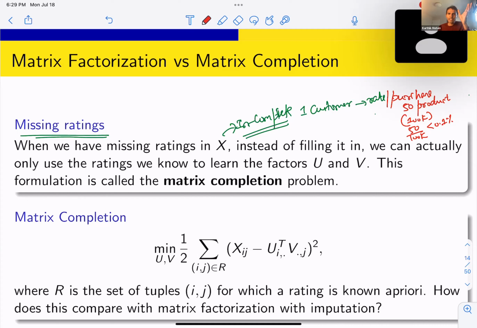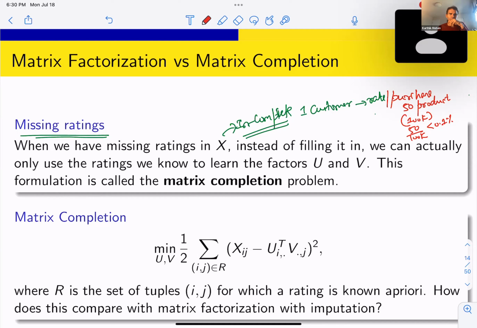Depending on the data set, the number of missing entries in your data matrix changes. Like in the previous one we saw with customers and products, it's 0.1%, 0.01%, 0.1%. So here it's looking like 1%. But if you expand it from movies to TV shows and all the other documentaries that Netflix has, then that percentage is going to become even smaller, right?